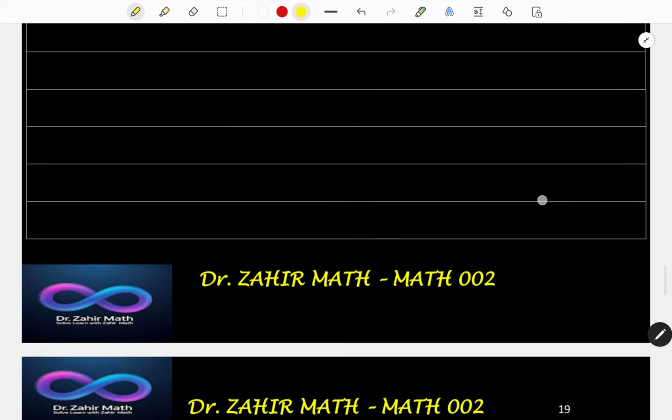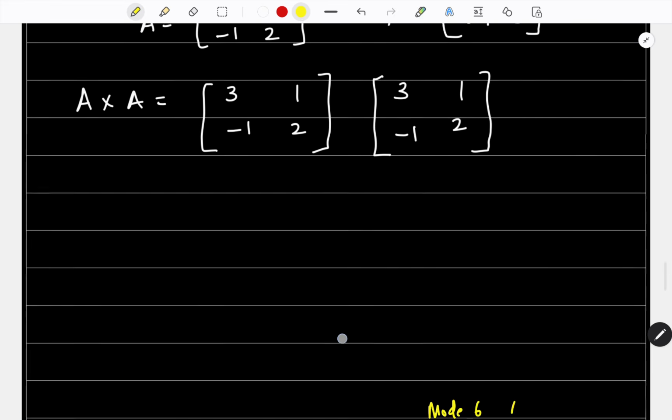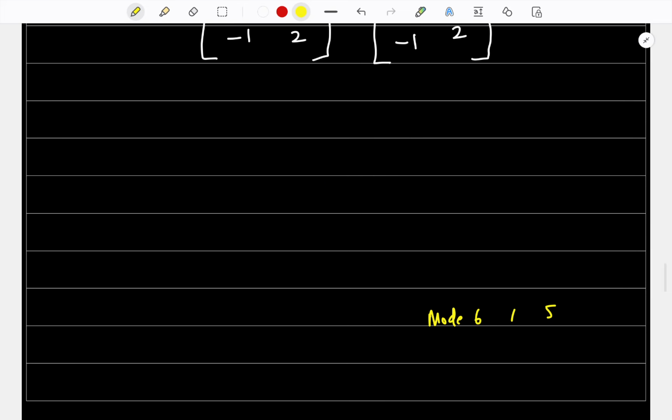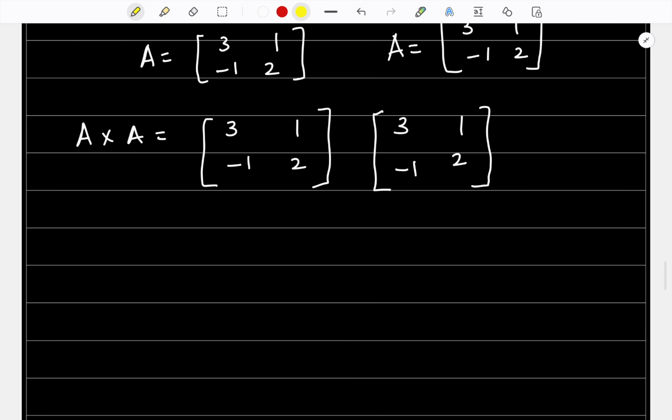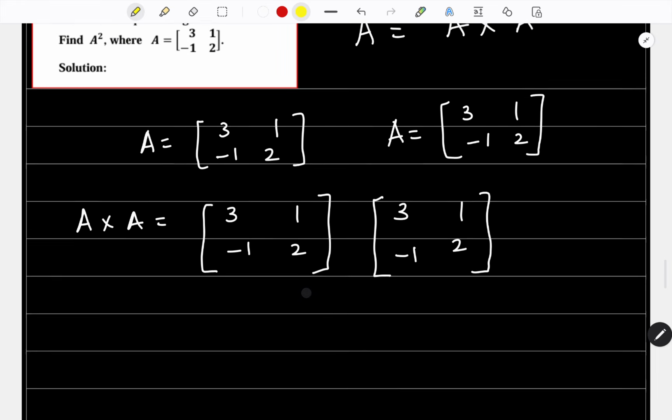So I'll write here down. Mode 6. After that 1. After 1, then we are going forward 2 by 2 matrix, which is number 5. So number 5. Then give the data of matrix A, which is 3 press equal, 1 press equal, minus 1 press equal, 2 press equal, then press AC. So it is only one matrix. We are not going for this one.